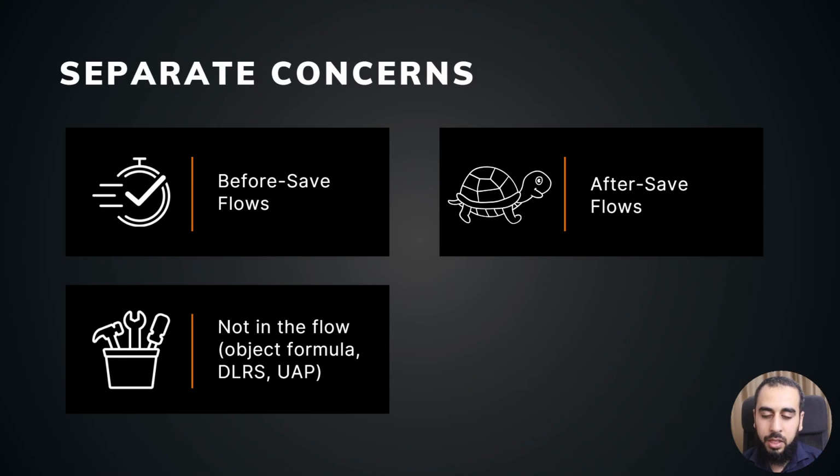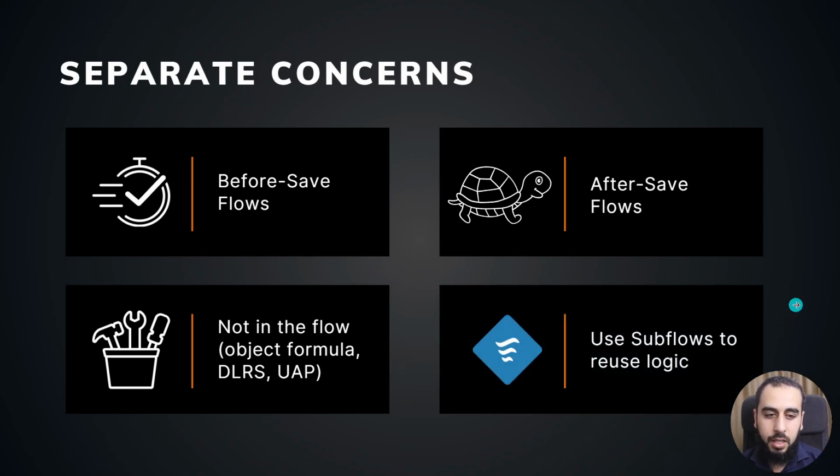There are some things that you could achieve outside of the flow, and so it's always good to think what is the best tool for this, because if the best tool to achieve this is not flows, then it should be done with that tool, not with flows. Things like you could probably create a formula at the object level to get it done. You could use declarative lookup rollup summaries or the standard rollup summaries for master-detail relationships to perform some rollups instead of having to do that in flows. You could use user access policies to automatically grant permission sets to users. So these are a couple of tools which would be better to use instead of flows to get things done.